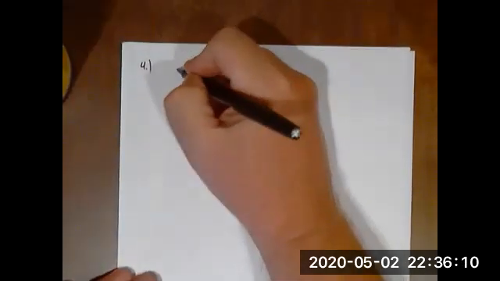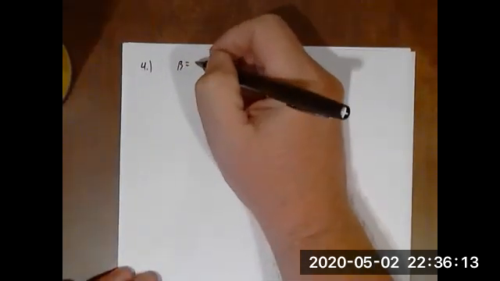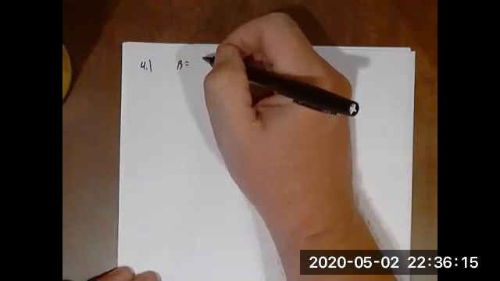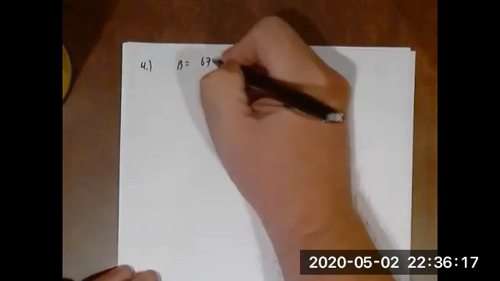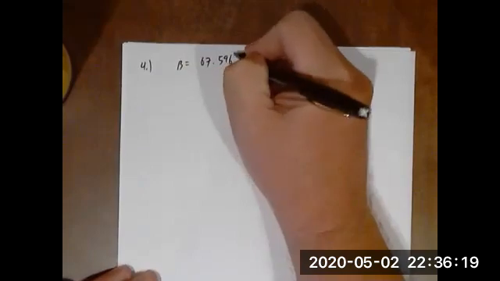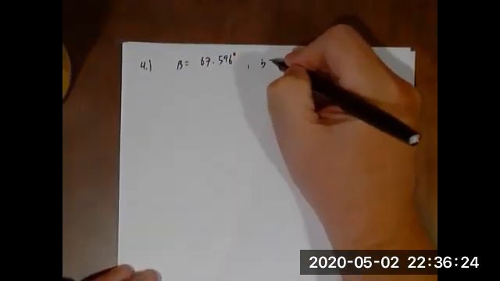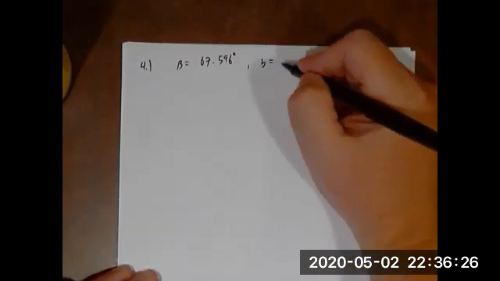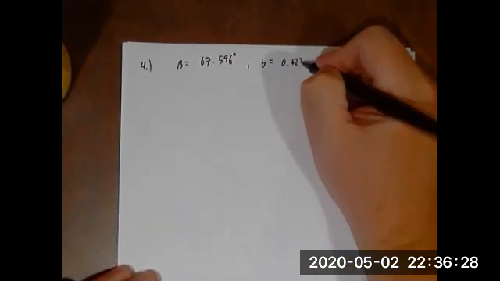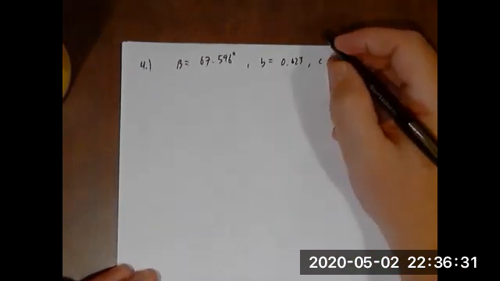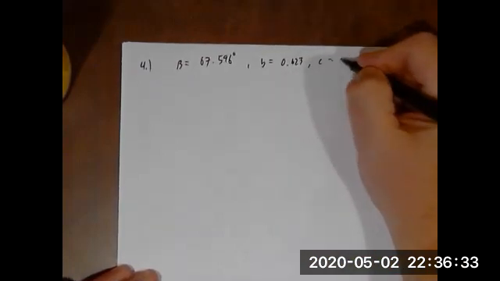Let me look at the problem. Another solve angle ABC. They give me angle beta, 67.596. I don't know what the deal is with all these decimal places. Side B, 0.623, and side C, 0.404.